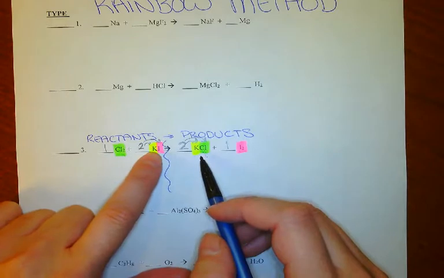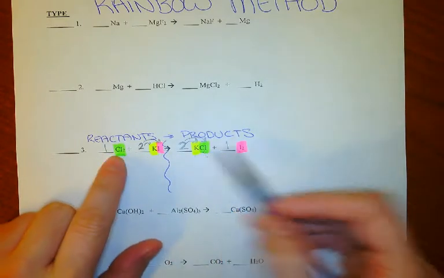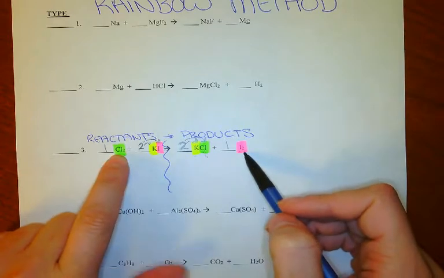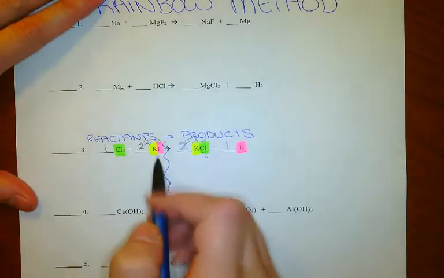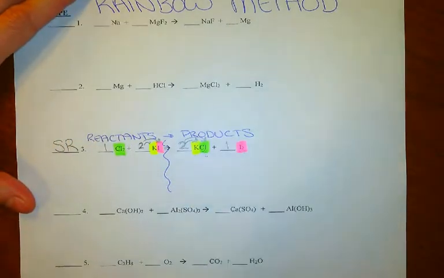Now looking at this, I have 1 compound, potassium iodide, and 1 compound, potassium chloride, and then I have singles, so a chlorine and an iodine. So the chlorine is replacing the iodine. We're going to call that a single replacement reaction like this.